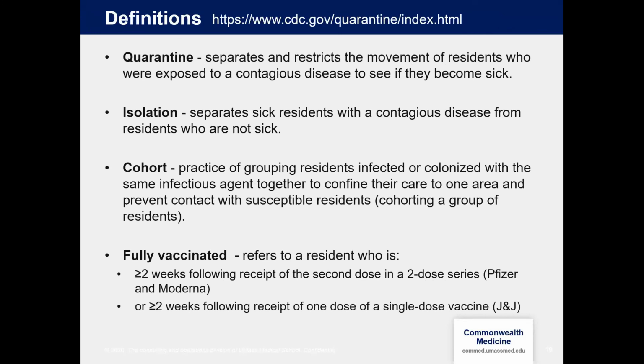Some of the definitions come from this website up at the top here. What a quarantine means is it separates and restricts the movement of residents who were exposed to a contagious disease, in this case SARS-CoV-2, to see if they become sick. So you may have had, maybe even last year, probably more, a quarantine area separated who were exposed to it, but they weren't sick at that point.